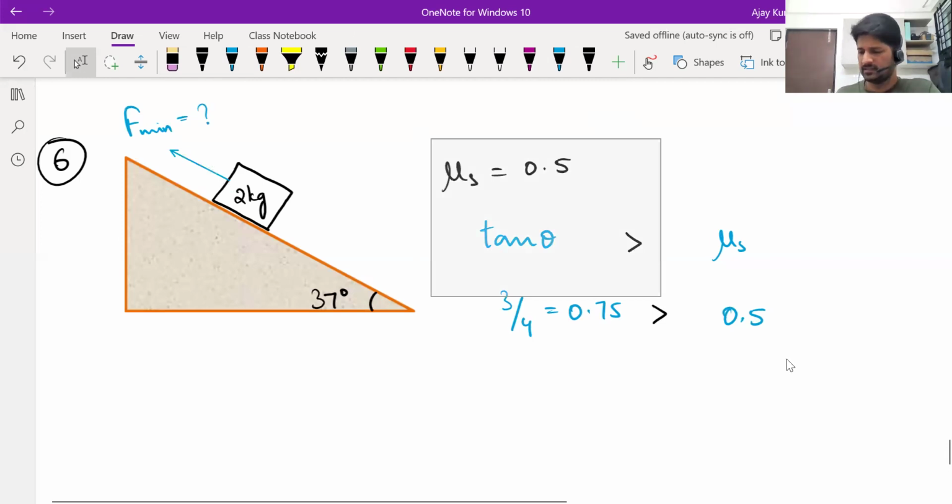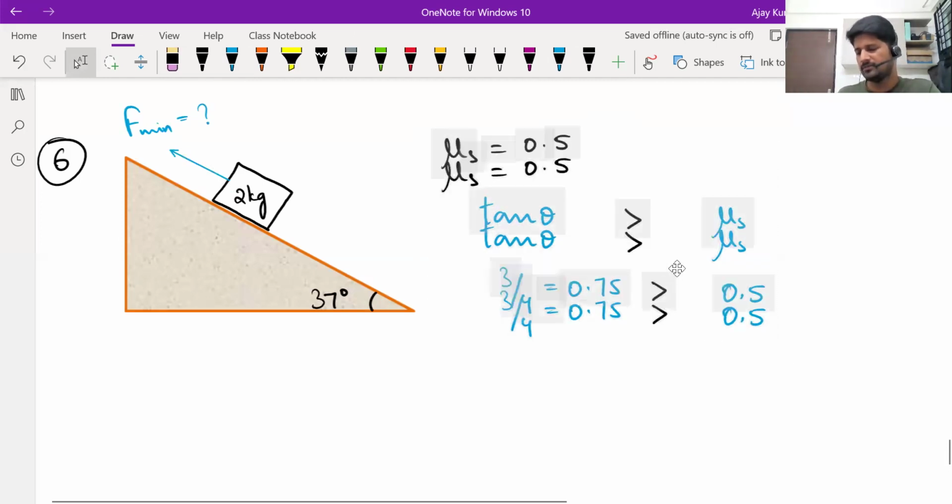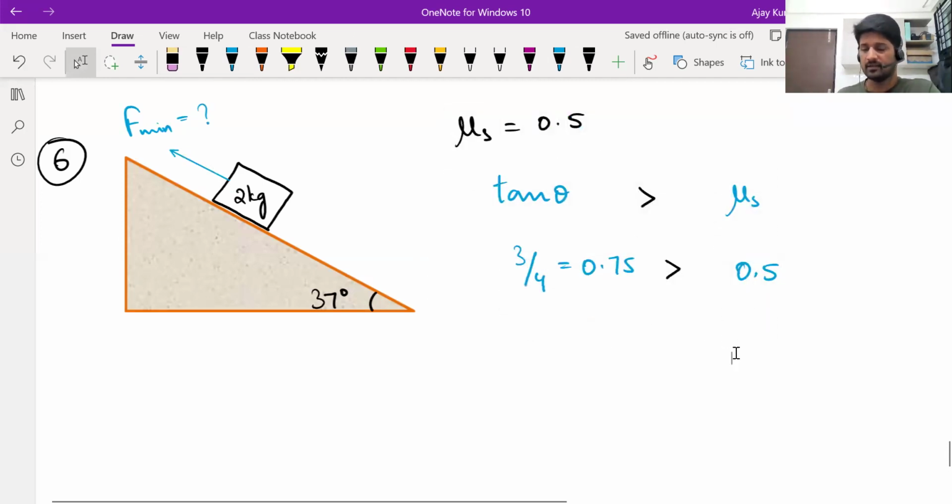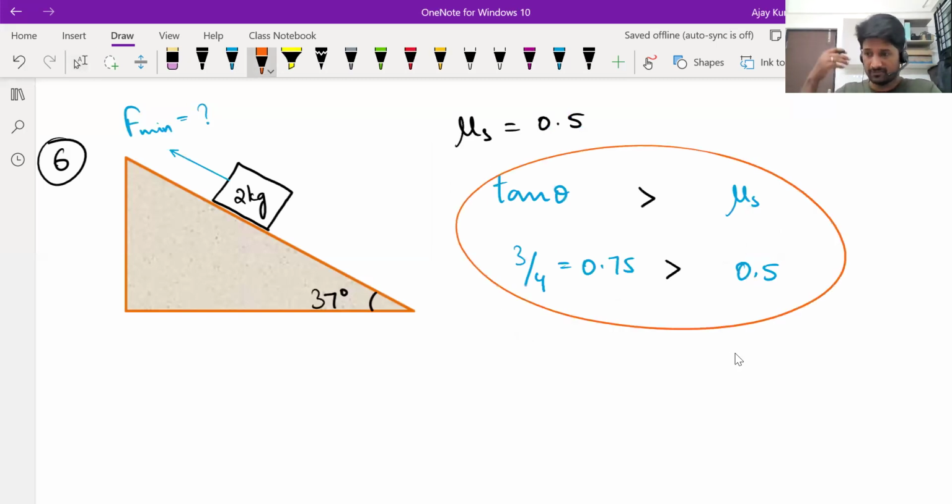So in exams, they will directly ask you what is the minimum force needed to prevent the block from sliding. You will have to do this check on your own. You should check whether, first of all, the block has a tendency to slide or not. If it doesn't have a tendency to slide, you don't even need to apply any force. Okay. Try this, all of you. I'll give you all 2 minutes.